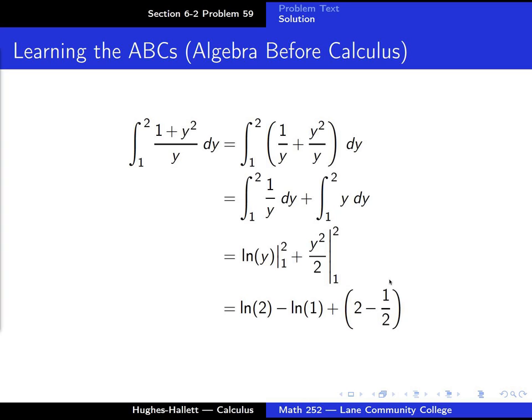A little bit of simplification. Remember that the natural log of 1 is 0, and if you didn't know it, 2 minus 1/2 is 1.5. Good thing to know. So what we've got here is the natural log of 2 plus 3/2. And then if you like, you can run over to your calculator and see that that's about 2.193, and if you're interested, you can get more decimal points.